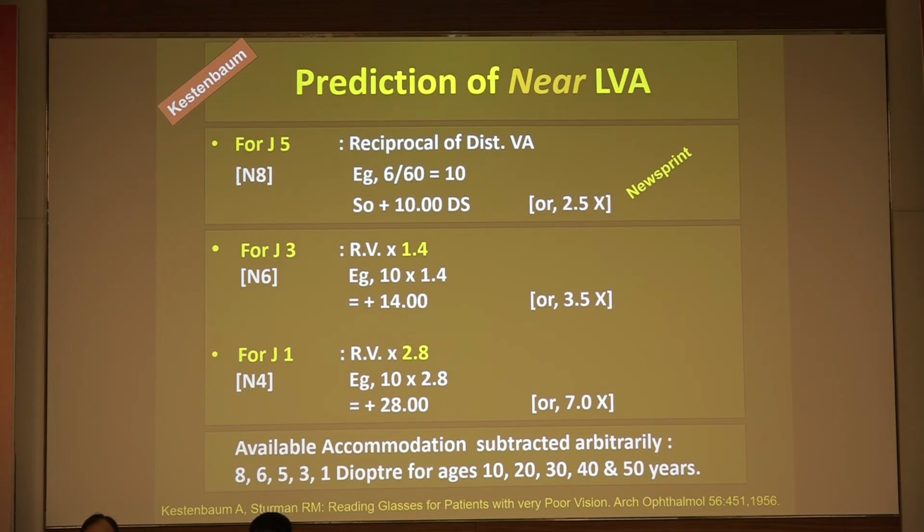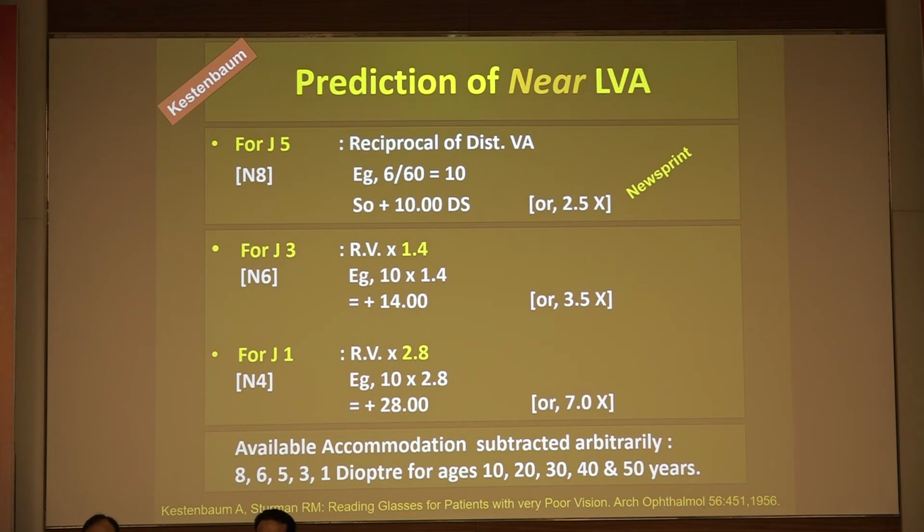Likewise, for N6 vision, you multiply the reciprocal of distant vision by a factor of 1.4, and for N4 vision, multiply it by a factor of 2.8. But remember to deduct the available accommodation as per the line given at the bottom, which is for ages 10, 20, 30, 40, and 50 years. You have to deduct 8, 6, 5, 3, and 1 diopter from the calculated value.